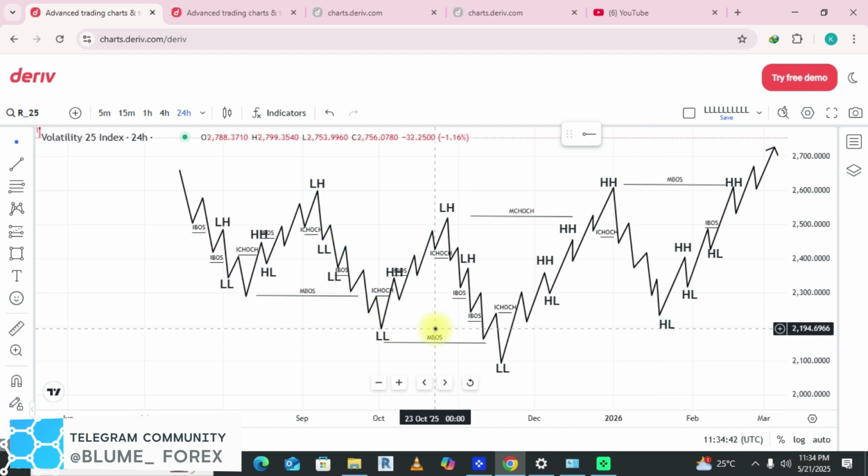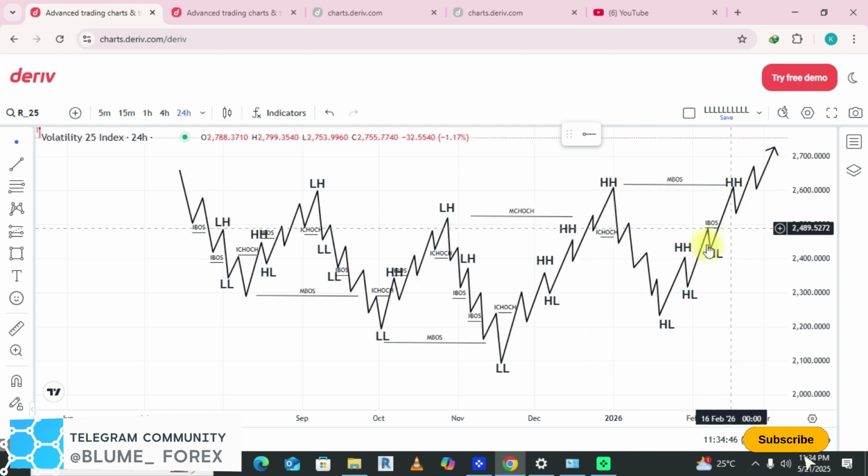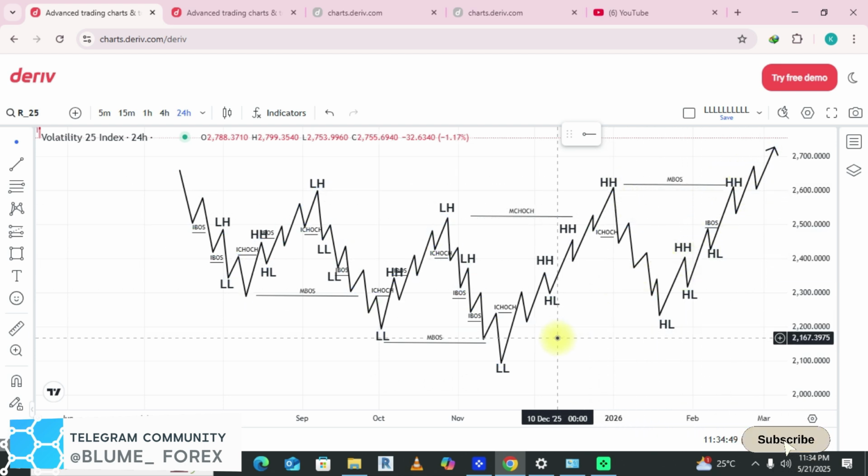Right? Very, very understandable. So then we have what? Higher high, higher low, higher high, higher low. So this is how we combine the concept of major change of character, minor change of character, high CHoCH, high BOS.